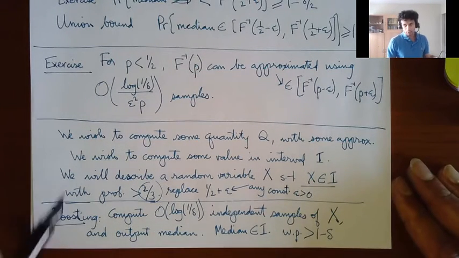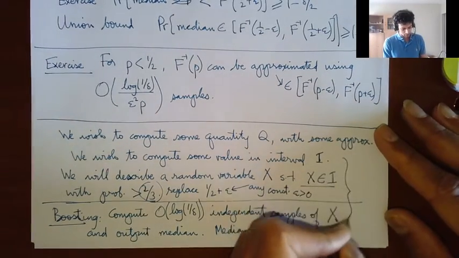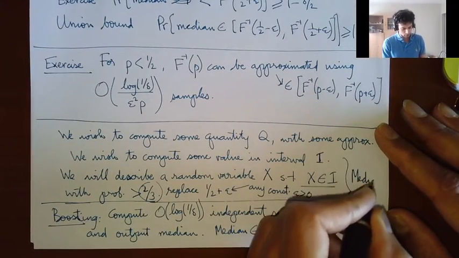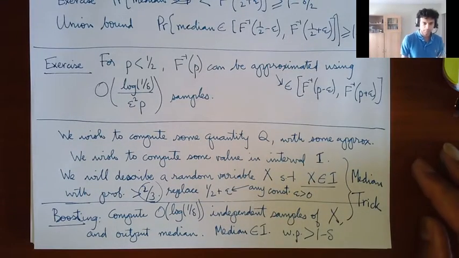What this means is henceforth, we are not going to carry around the dependence on delta any longer. We will just get things with probability 2/3, and then you can apply the median. And this I like to call, or is sometimes referred to as, the median trick.